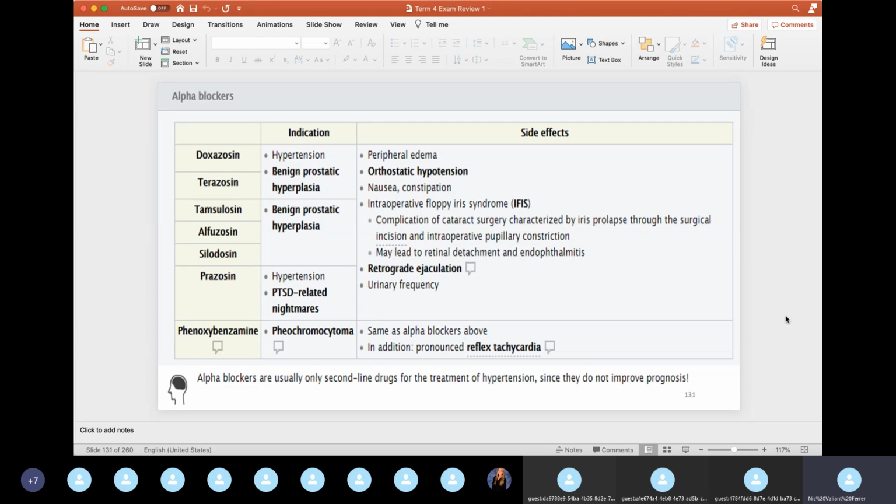Phentolamine is a reversible alpha blocker. So, for example, if you're having a surgery for pheochromocytoma, you give phenoxybenzamine first because it's an irreversible blocker. And then for symptomatic treatment, you give phentolamine. Phentolamine is also used in MAO inhibitors if you have hypertensive crisis.